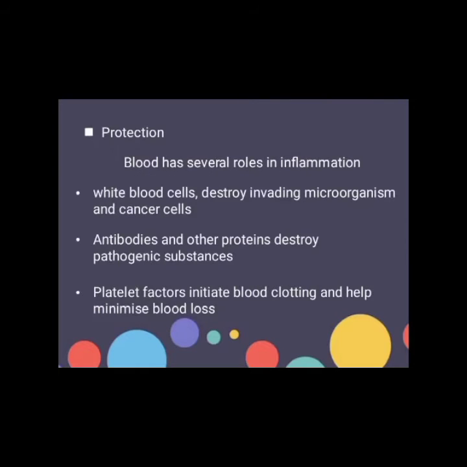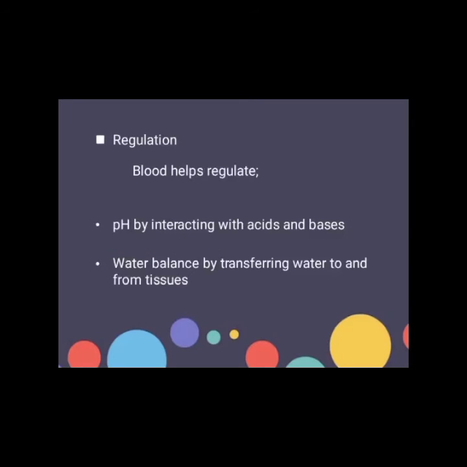Second is protection. Blood has several roles in inflammation. White blood cells destroy invading microorganisms and cancer cells. Antibodies and other proteins destroy pathogenic substances. Platelet factors initiate blood clotting and help minimize blood loss. And lastly, regulation. Blood helps regulate pH by interacting with acids and bases, and regulates water balance by transferring water to and from tissues.